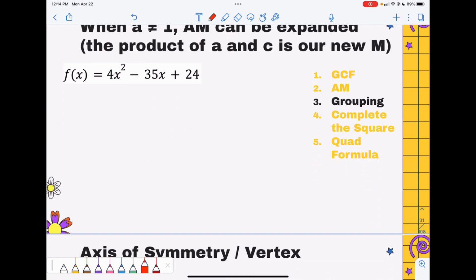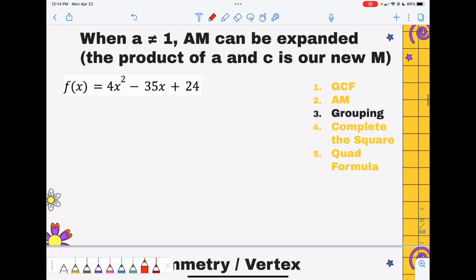4x squared minus 35x plus 24. I first check to see, can I use my GCF method? I'm going to run down this list in order. There is no GCF other than one of 4, 35, and 24, so womp womp. Then I look for the AM. First thing to note, is it equal to f of x, y, or 0? It is. Okay. Is my first quadratic term 1? It is not. So I can't use AM either.